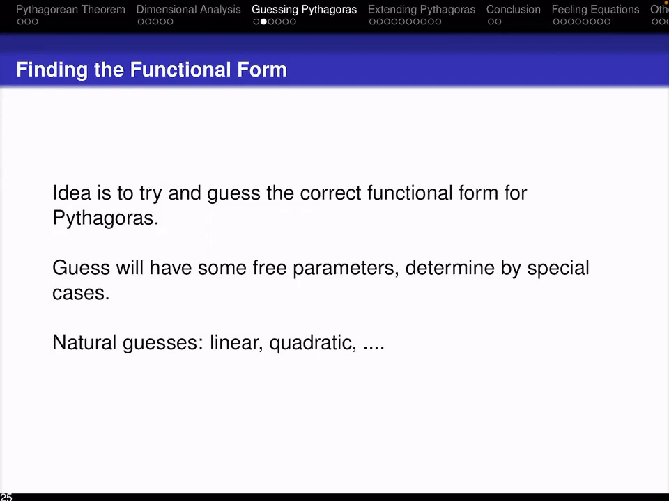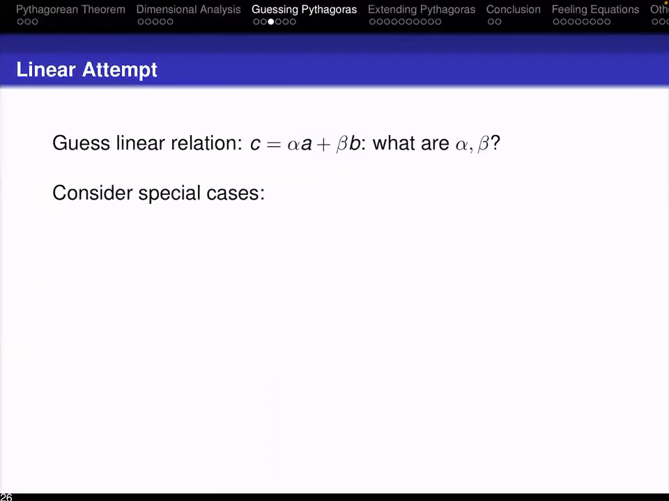If that doesn't work, we could try a quadratic. So maybe c squared is something involving a squared, ab, and b squared, and so on. But of course, that's not the most general quadratic. You could have terms like AC, BC as well. All right, so let's guess the special relationship C equals alpha A plus beta B. So again, this is clearly going to be wrong, but let's see if we could make it work.